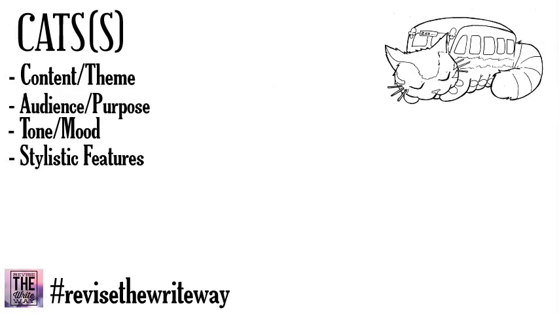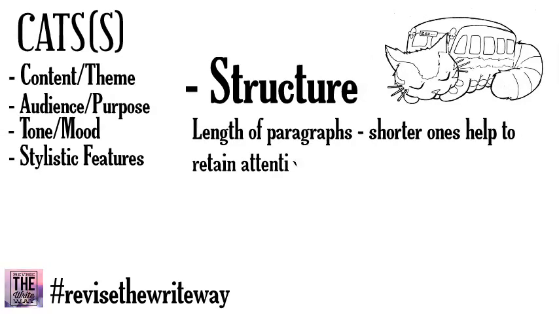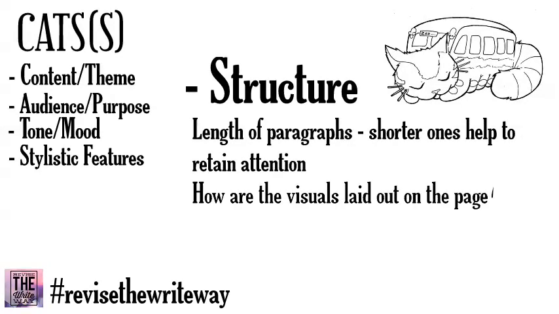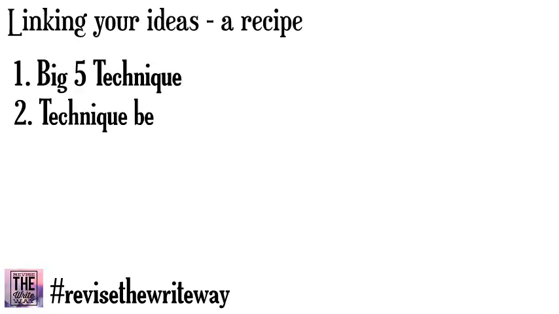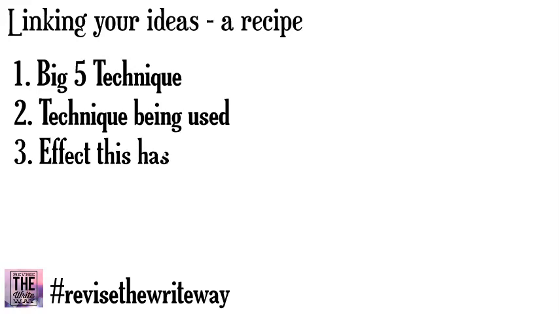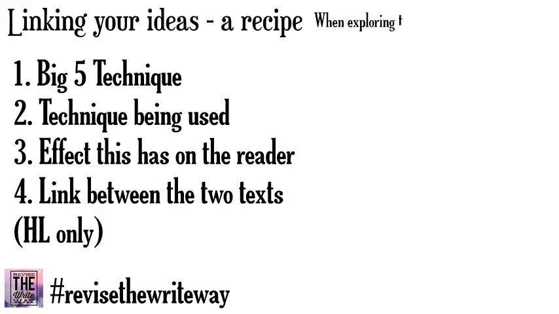And then finally, refer to structure. Simply put, this just means describe what you see and the effect it creates. If it uses short paragraphs, think about what that suggests or why parts of the text are laid out in a certain way. If you have time, link all of these back together in each point that you make, but try to follow a simple structure. Whatever part of the big 5 you're looking at, then the relevant technique, the effect that has on the reader, and then making that link between the 2 texts.